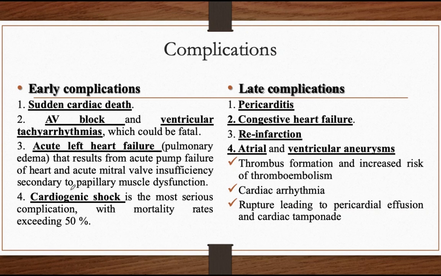Then lastly, we are going to have atrial and ventricular aneurysm. And this atrial and ventricular aneurysm may precipitate the formation of thrombus and also increase the risk of embolism. It may also precipitate cardiac arrhythmias and can also even rupture. The aneurysm can even rupture, leading to pericardial effusion and also cardiac tamponade.